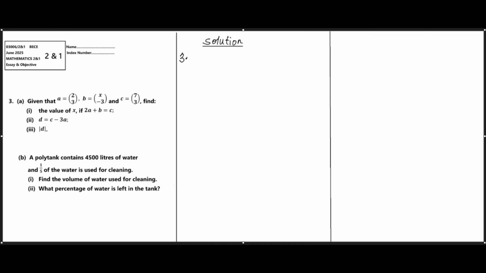Basic Education Certificate Examination, BECE June 2025, Mathematics Paper 2, Question 3. Let's begin with the A. Given that vector A has components 2, 3. We also have vector B with components x, minus 3. And then the last one, vector C with components 7, 3.